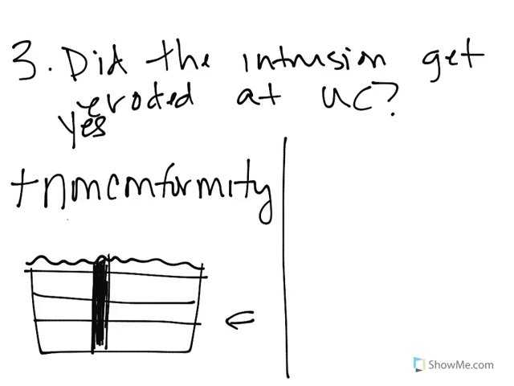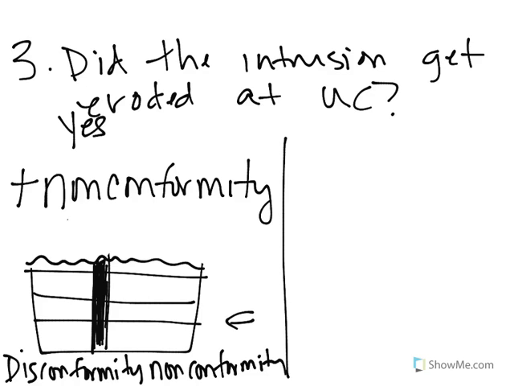So if we want to give the technical name for this, let's give the whole name. So let's go through those steps. Are my rocks below the unconformity flat or folded? Hopefully you said flat. So we're going to use the word disconformity. Now, do I have an igneous intrusion? Yes. Did the igneous intrusion get eroded at the erosional event? Yes. So then I add the word nonconformity. So this is technically called a disconformity nonconformity.